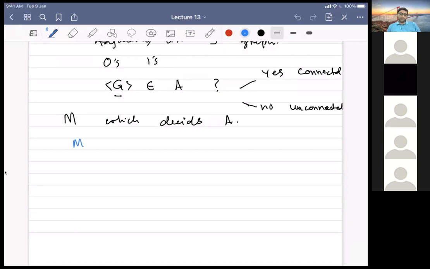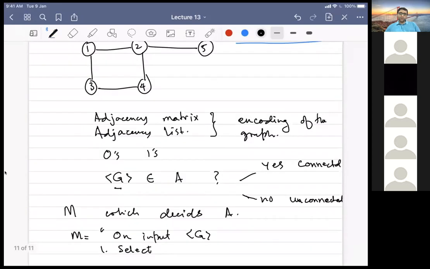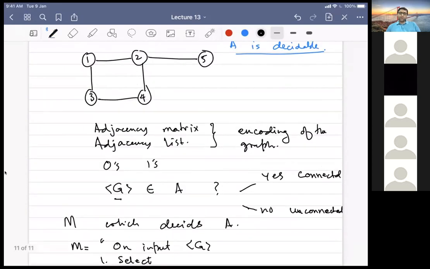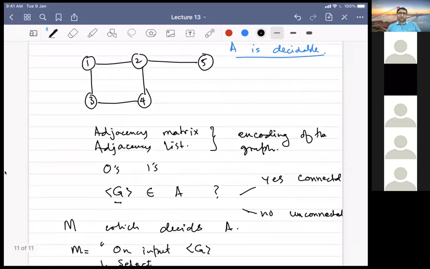So we say that M is a machine which will receive the input G. On the input G, what is this G? G is the encoding of the graph. What does it have to do? It is very similar to what you would actually do in real life. For example, if you are given this graph and I ask you to write this algorithm in Java or C or C++ or Python, what would you do?